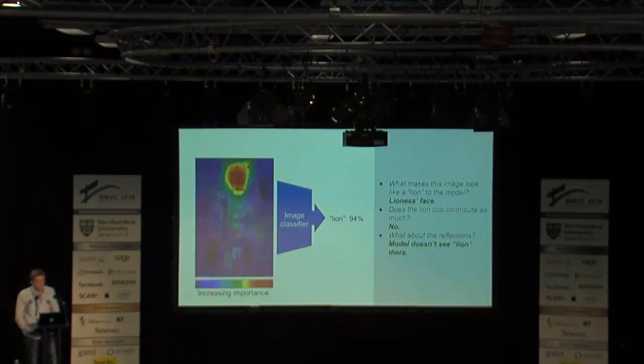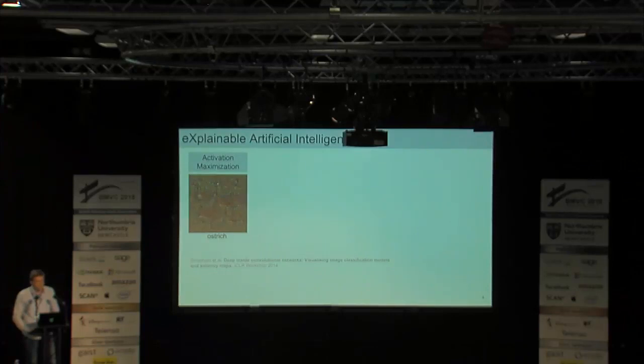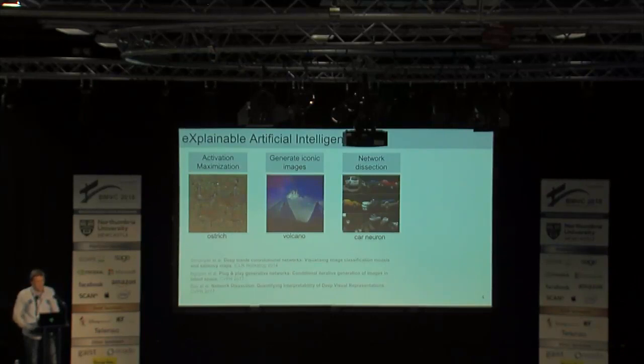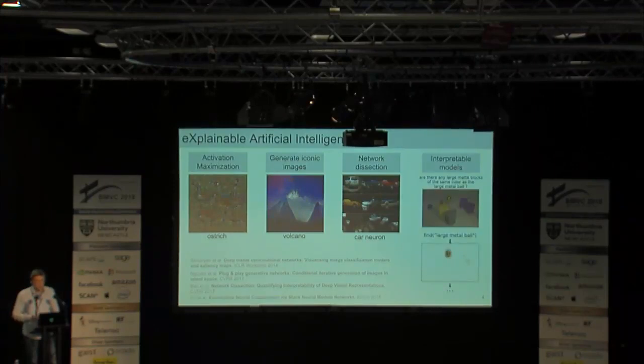These sorts of questions can be answered by looking at importance maps or saliency maps. For example, here, by looking at the importance map, we can say that the most important region of the image is the lioness's face. Obviously, this is not the only type of question you can ask to try to understand the model better. For example, you can look at what substitutes a category for the model by doing activation maximization or by generating iconic images. Also, you could try to find separate neurons that are responsible for semantic concepts by using network dissection, or you can just try to develop a more interpretable model in the first place.